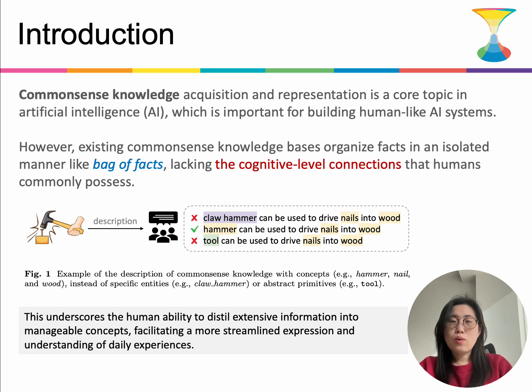For estimated effective vocabulary, the number of words that people need in order to understand 95% of everyday text is around 3,000 words. And the average size of American freshman college students' vocabulary has been estimated at about 12,000 words. This underscores the human ability to distill extensive information into manageable concepts, facilitating a more streamlined expression and understanding of daily experience.